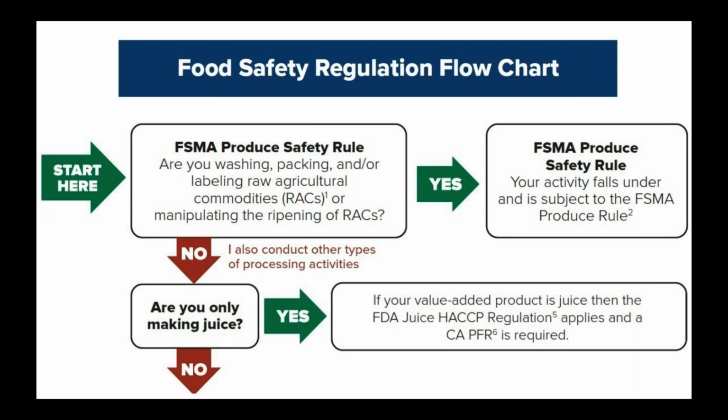So if you start at the top of the flow chart, the first question is, are you washing, packing, and or labeling raw agricultural commodities, or RACs? Or are you manipulating the ripening of RACs? We're not doing that. We're canning these tomatoes, so the answer is no there. So no, I also conduct other types of processing activities. And that leads you to the second question, which is, are you only making juice? In our example, no, we're not. We're making a canned roasted tomato product. So we're no for both of those.